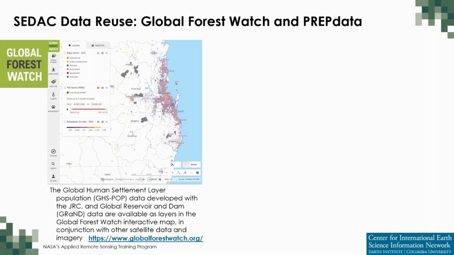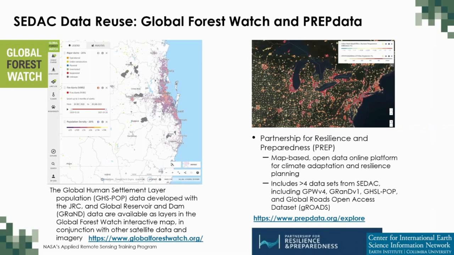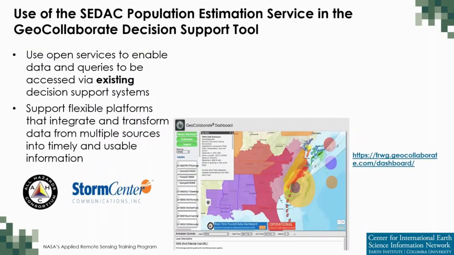And you will find the global human settlement layer, which combines our data with work by the European Commission Joint Research Center, as well as reservoir and dam data as one of the layers that is available through that interface. And similarly, there's a website developed by the Partnership for Resilience and Preparedness, which again also brings in population and other layers as an important factor in thinking about climate adaptation and resilience.